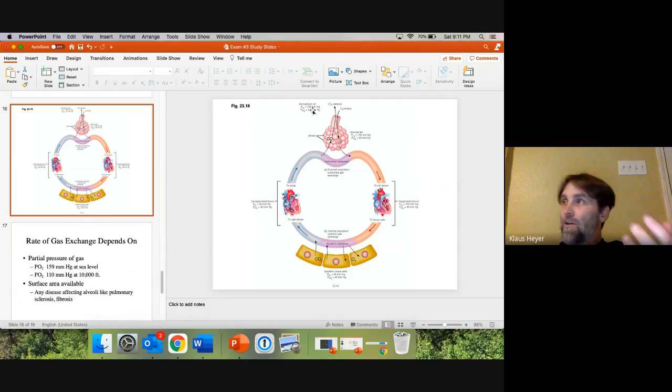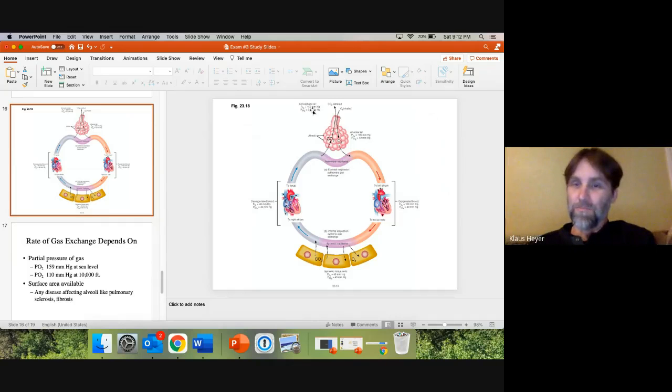So the pressure of oxygen outside in this ambient air is about 159. Inside our lungs, it's about 100. So the air wants to go from the higher pressure to the lower pressure, right? And then once it's in our blood, it's 100. But our cells is what? 40. So it goes from the 100 to 40. It's always going from higher number to a lower number. That's how oxygen moves. Carbon dioxide is doing the same thing, just in the opposite direction.